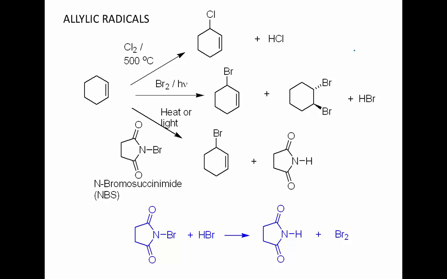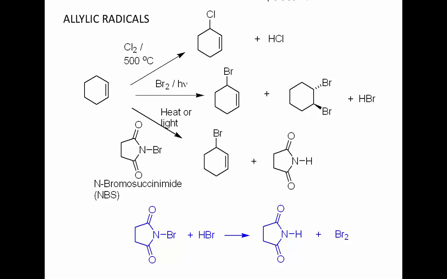All right, let's look at allylic radicals now. If we attempt to do a free radical halogenation of an allylic system, these reactions tend to be very selective for substituting at the allylic position. Okay? All right.